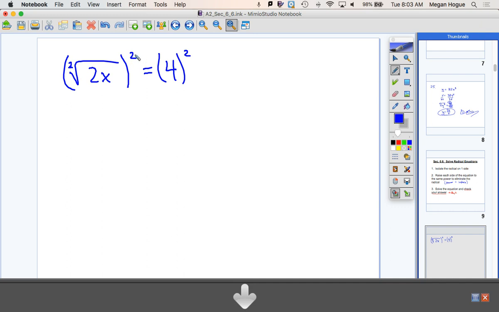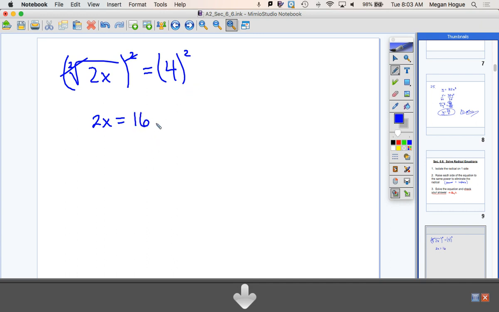The exponent matches the index, and I do it on both sides. So the radical and the exponent cancel each other out. You just get the radical. And so we get 2x equals, and then here's what we're going to forget. We probably won't forget it today, but once we start mixing these up on the Chapter 6 review, we'll forget. This is 4 squared, not 4 times 2. It's 4 squared, so it's 16.